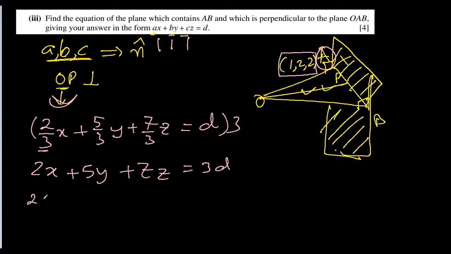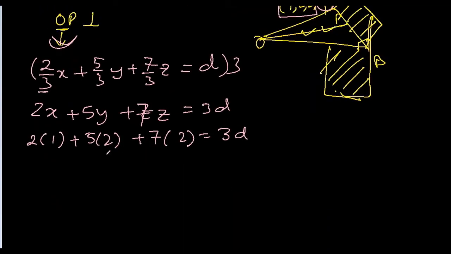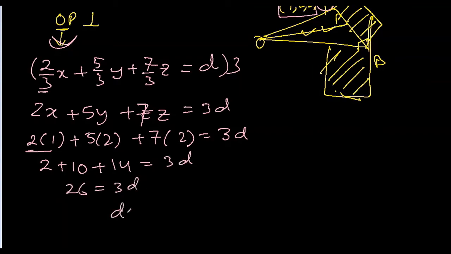So 2 times 1, 5 times 2 plus it was 7 over 3, right? It was 7. 7 times 2 equal to 3D. So it will give us the value of D. 2 plus 10 plus 14 equal to 3D, that is 26 equal to 3D, and D comes out to be 26 divided by 3.